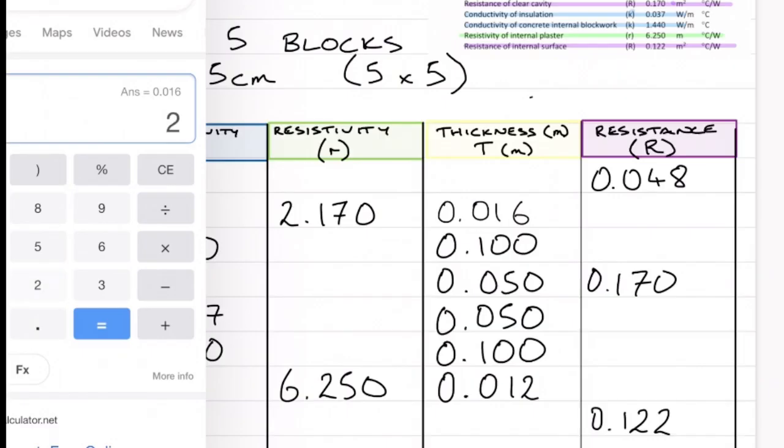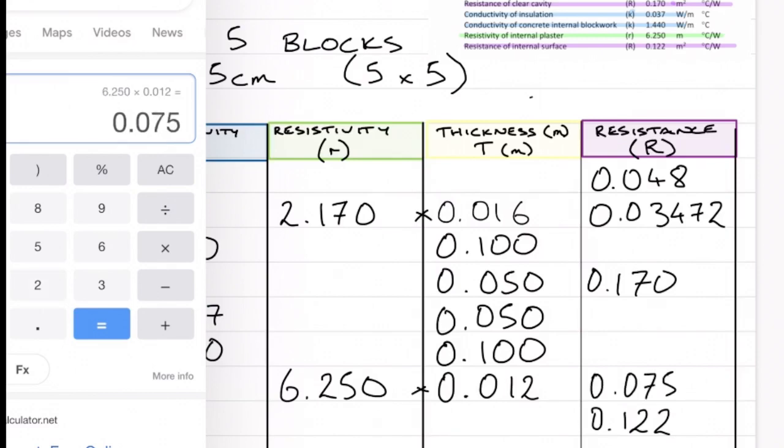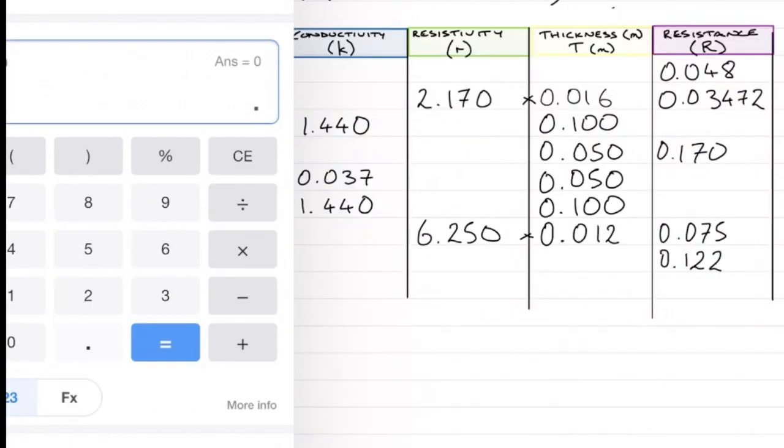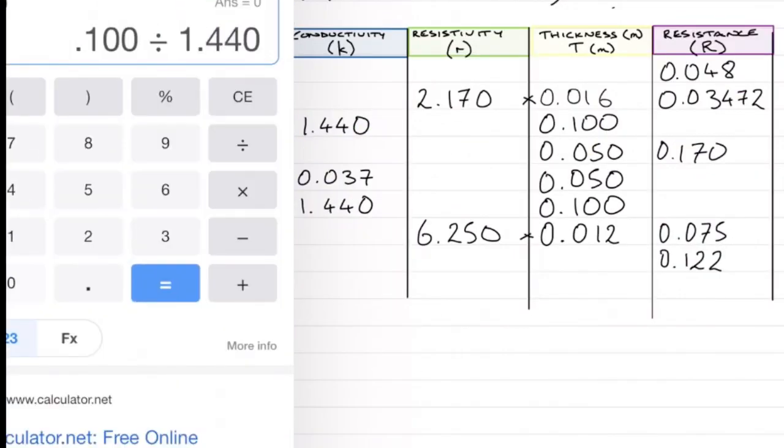My overall resistance, we get this by using the formula earlier. So resistivity multiplied by the thickness, 2.17 multiplied by 0.16, and then we're going to do the same for resistivity by thickness again. So 6.250 multiplied by 0.012, that'll give us our answer of 0.075. And the other part of the formula, which is our thickness divided by our conductivity, to get the R.